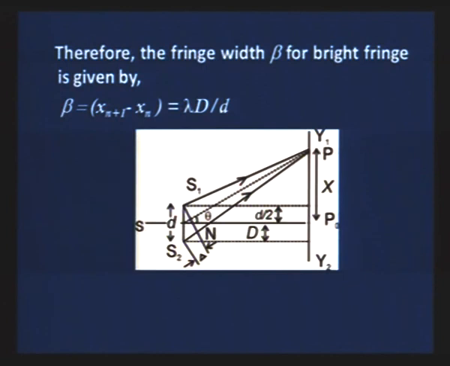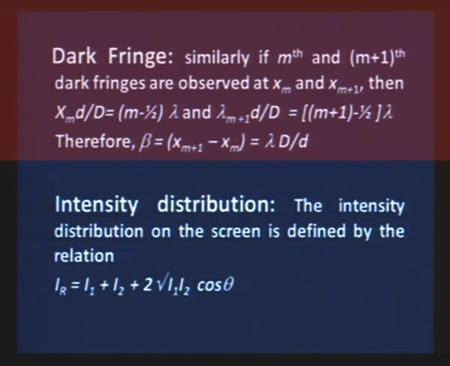And something more you must know about these fringes, dark fringes. The nth and (n+1)th dark fringes are observed at positions x_n and x_(n+1). Then we can calculate the fringe width of dark fringes also. So, the fringe width of dark fringe is again lambda D upon d. It means dark and bright fringes are alternatively taking place on the screen.